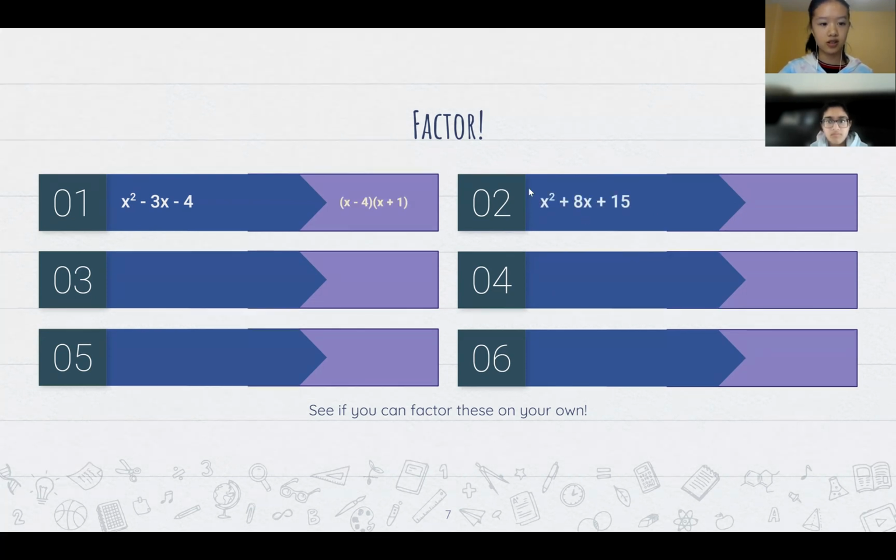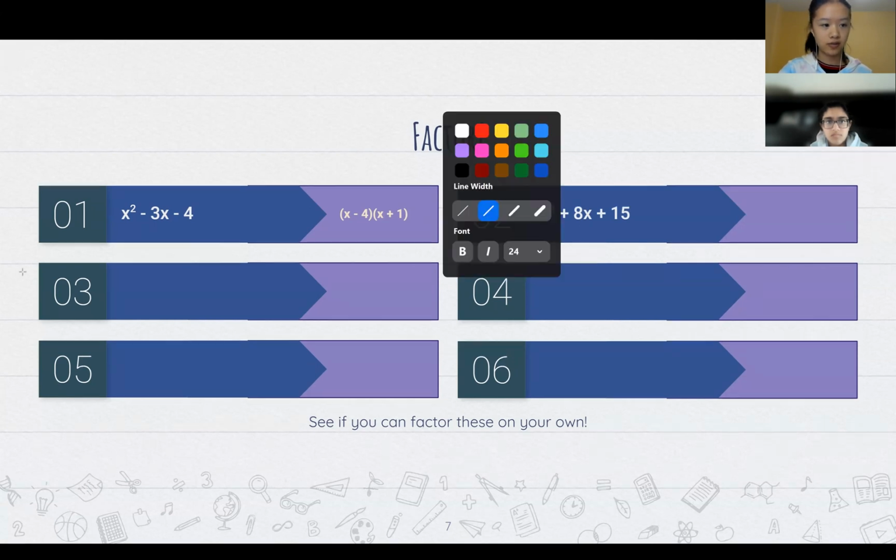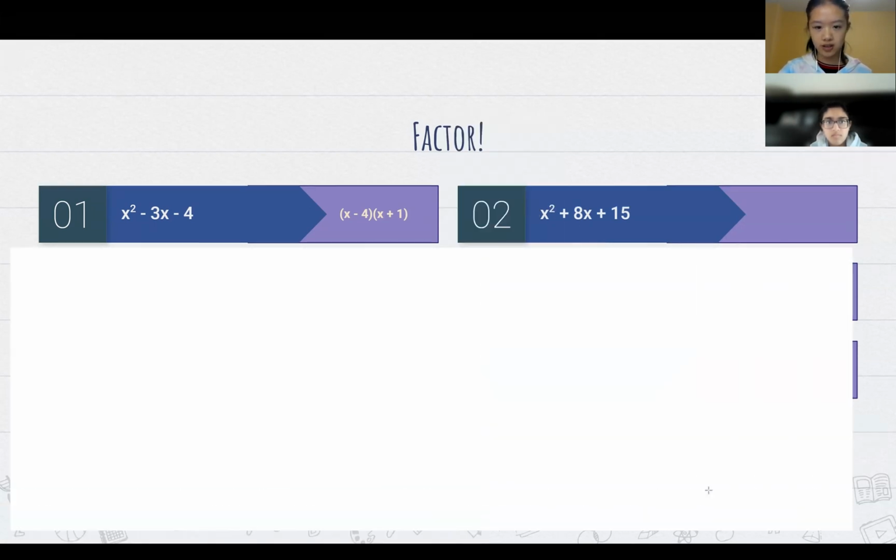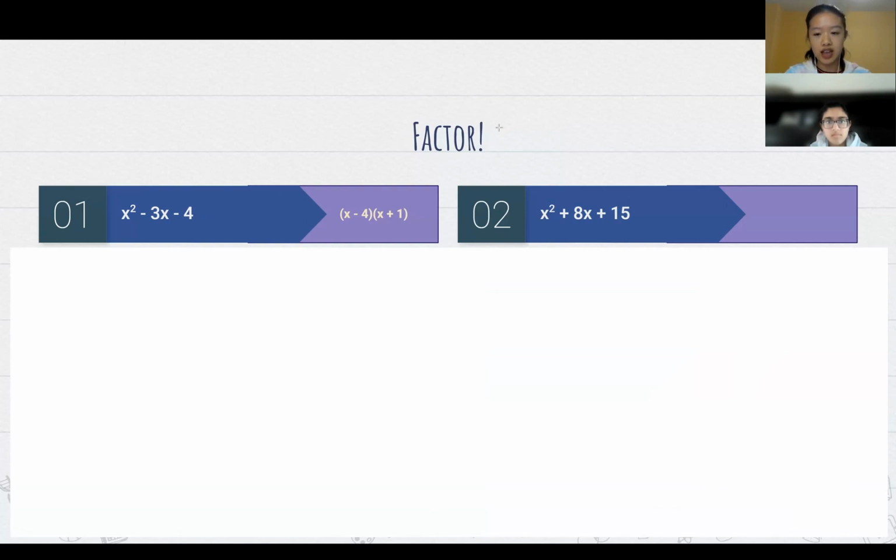Okay, so wait, let me set up a thing to draw on. Okay, so this one here, x squared plus 8x plus 15. Try to factor that.